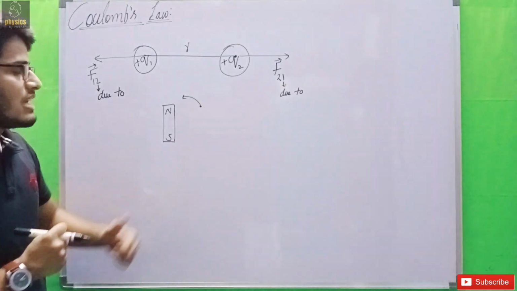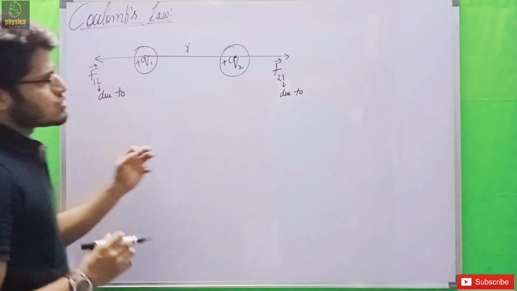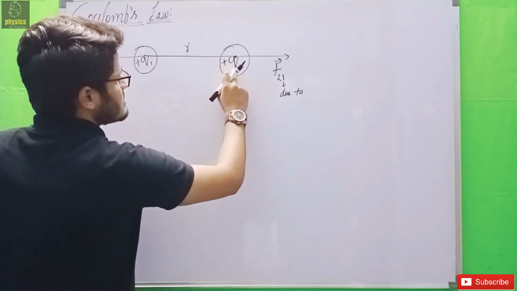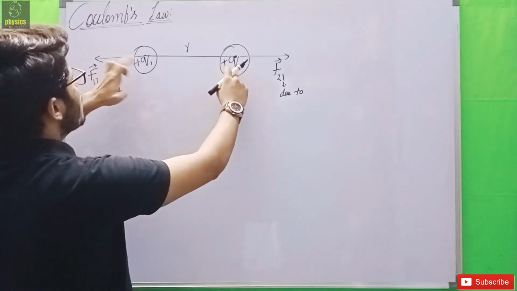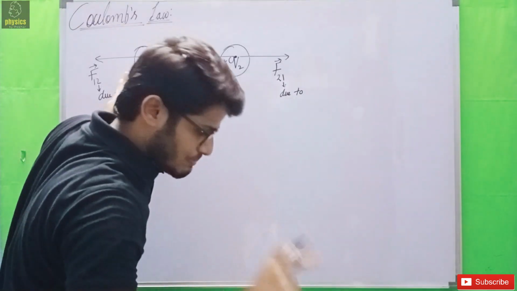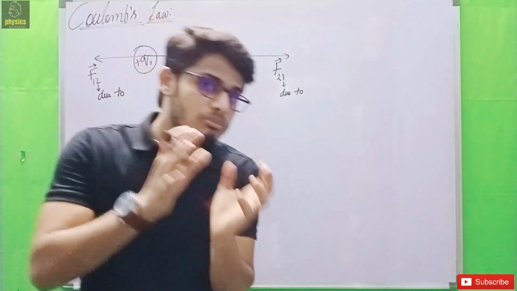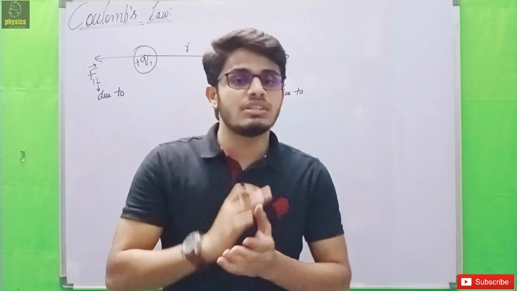It won't behave like a magnetic force. Now the next thing is that whatever force particle 2 is experiencing, the same amount of force particle 1 will experience. They both have equal magnitude but are opposite in direction.